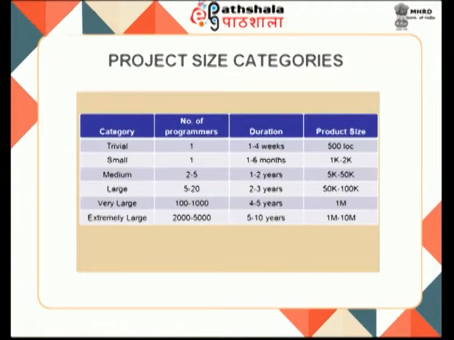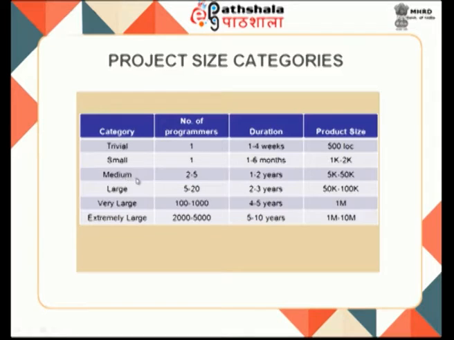Now let us look at simple project size categories. This is how we define the projects. For a simple trivial project, the number of programmers required is basically 1. The duration for the project may go to a maximum of 4 weeks and the project size might be only 500 lines of code. Whereas the same when considered in terms of smaller projects, again the same one programmer with 1 to 6 months of time might go with a maximum of 2000 lines of code.